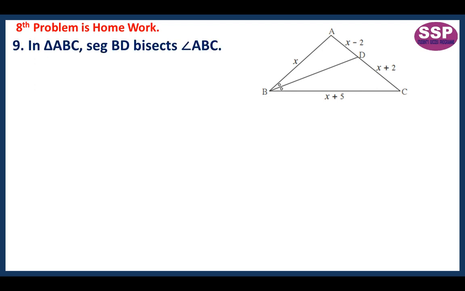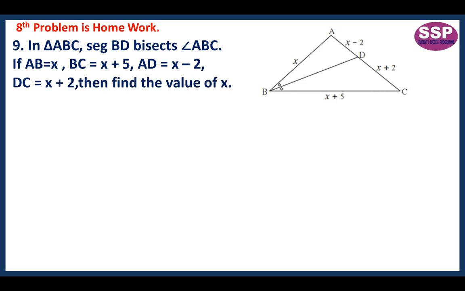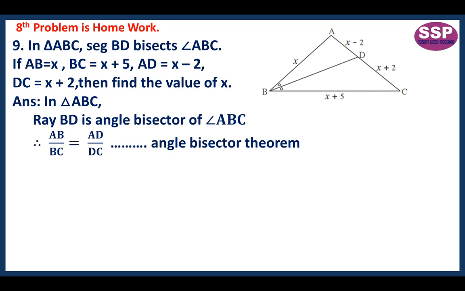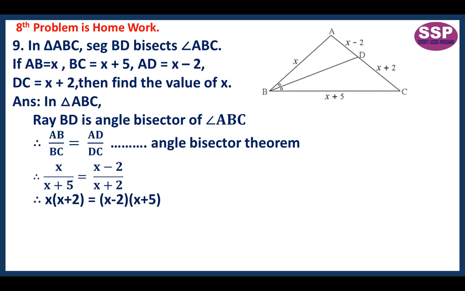Now next problem. In triangle ABC, segment BD bisects angle ABC. If AB is equal to X, BC is equal to X plus 5, AD is equal to X minus 2, DC equal to X plus 2, then find the value of X. Solution. In triangle ABC, ray BD is the angle bisector of angle ABC. Therefore, AB upon BC equal to AD upon DC, by the angle bisector theorem. Putting the values, X upon X plus 5 is equal to X minus 2 upon X plus 2.